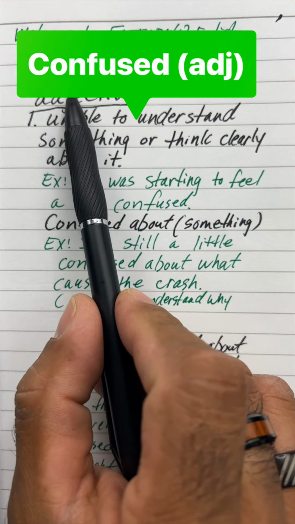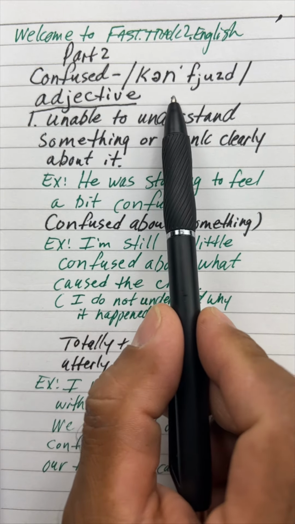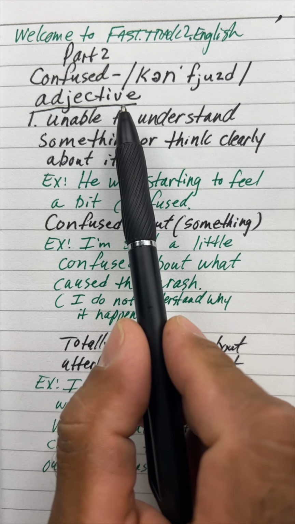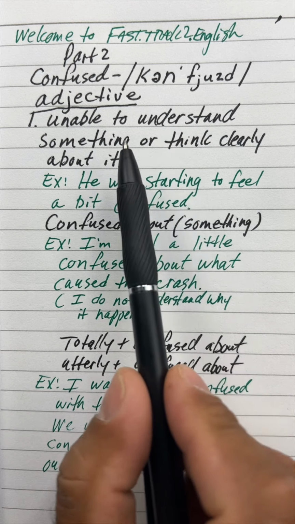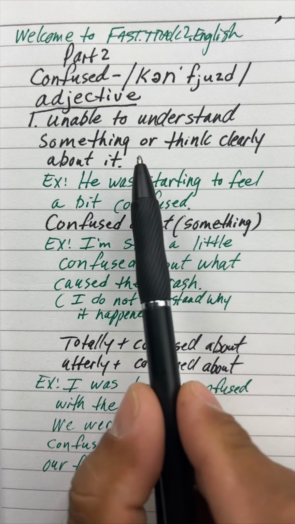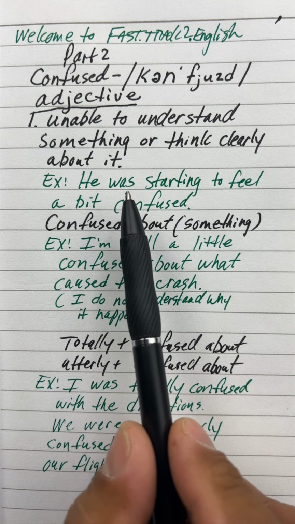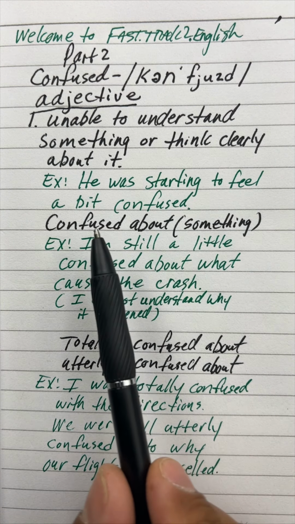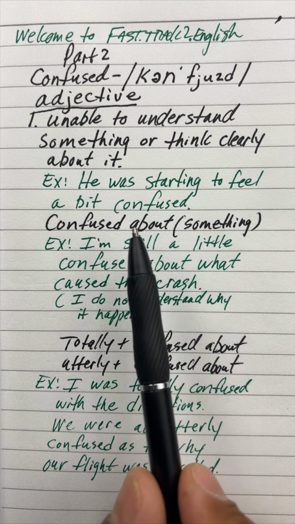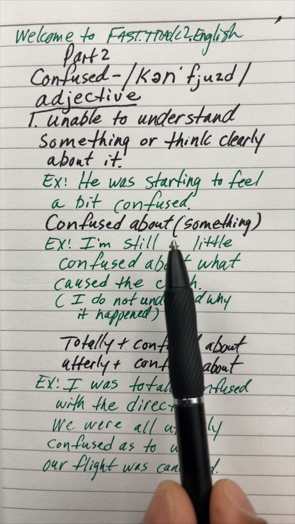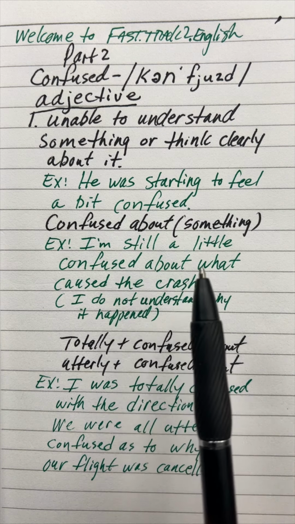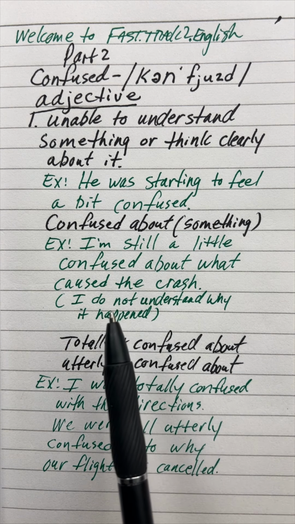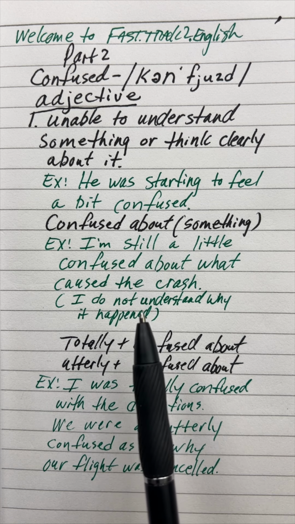And this is part 2, confused. Say it. Confused is an adjective with 2 definitions. Unable to understand something or think clearly about it. For example, he was starting to feel a bit confused. We usually use confused with about. Confused about something. For example, I'm still a little confused about what caused the crash. Basically, I do not understand why it happened.